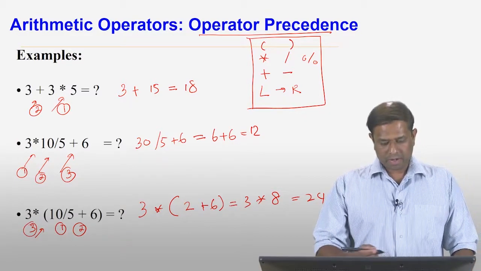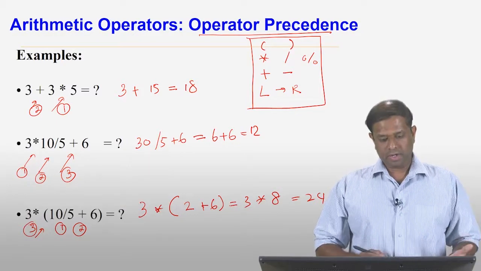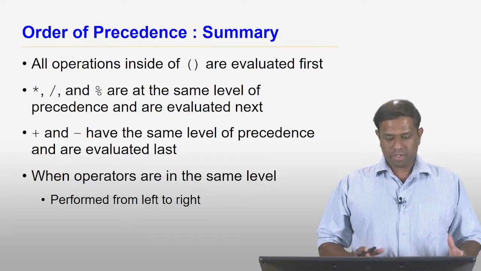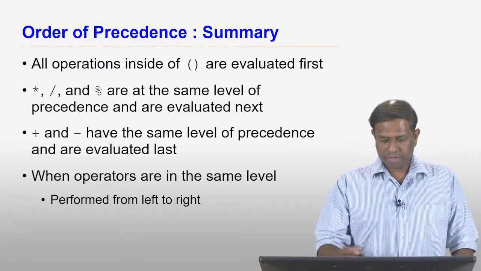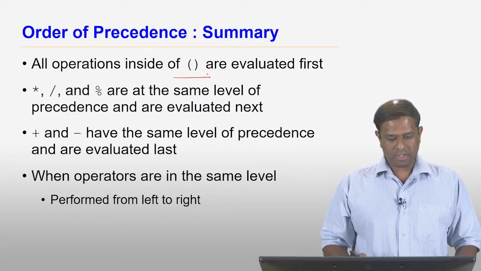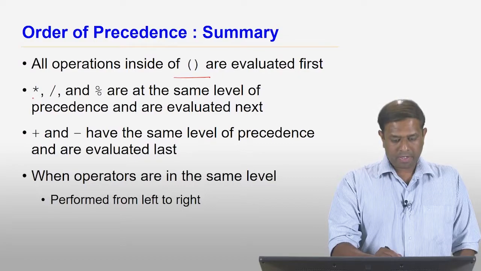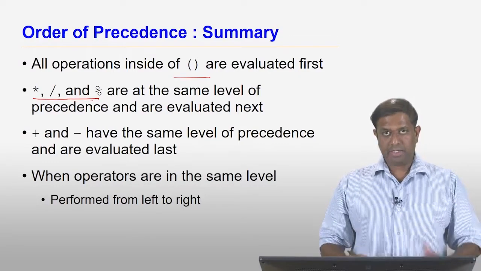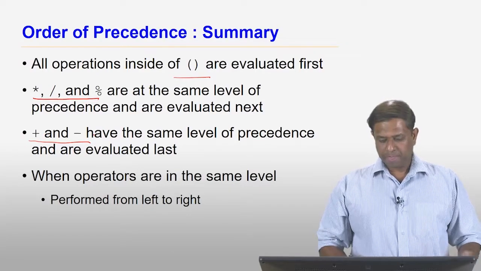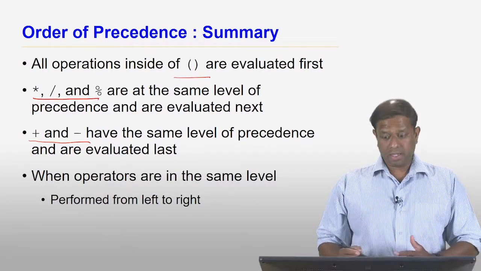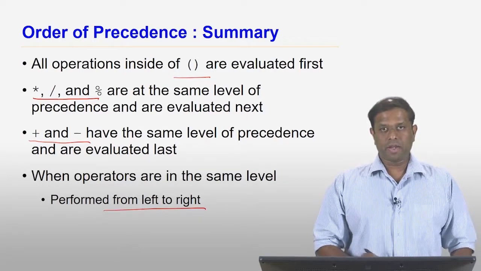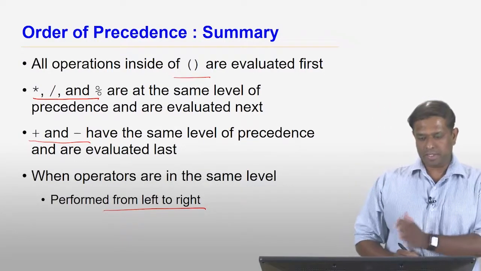So far we have looked at integers and integer related operations. Now the summary of all of these operator precedence rules: first of all, all the operations inside the parentheses will be evaluated first. Then we have the multiplication, division and mod operations at the next level. After that we have addition and subtraction at the next level. If we have operators at the same level of operator precedence, we perform left to right execution of these instructions.